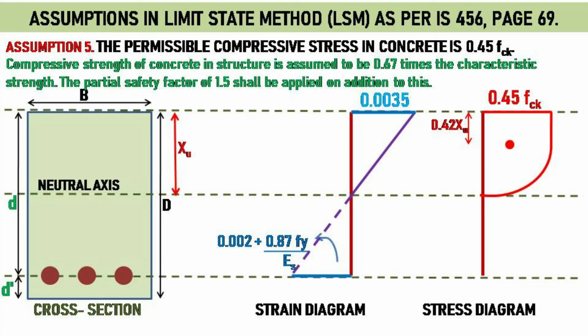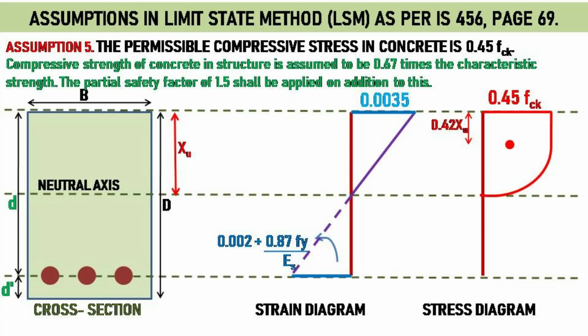Compressive strength of concrete in structure is assumed to be 0.67 times the characteristic strength. The partial safety factor of 1.5 shall be applied in addition to this. As the specimen cast for testing the compressive strength of concrete is in the shape of a cube, and practically the shape of structure mostly doesn't exist, only 67% of the characteristic compressive strength value is considered while designing. And, above this, a factor of safety of 1.5 is applied, which gives the maximum stress in the extreme top fiber of concrete as 0.45 fck.